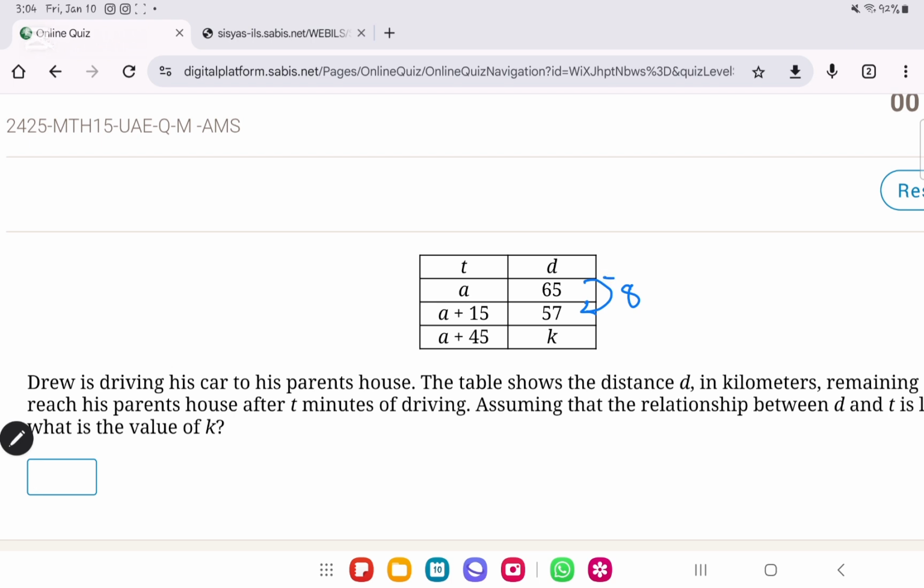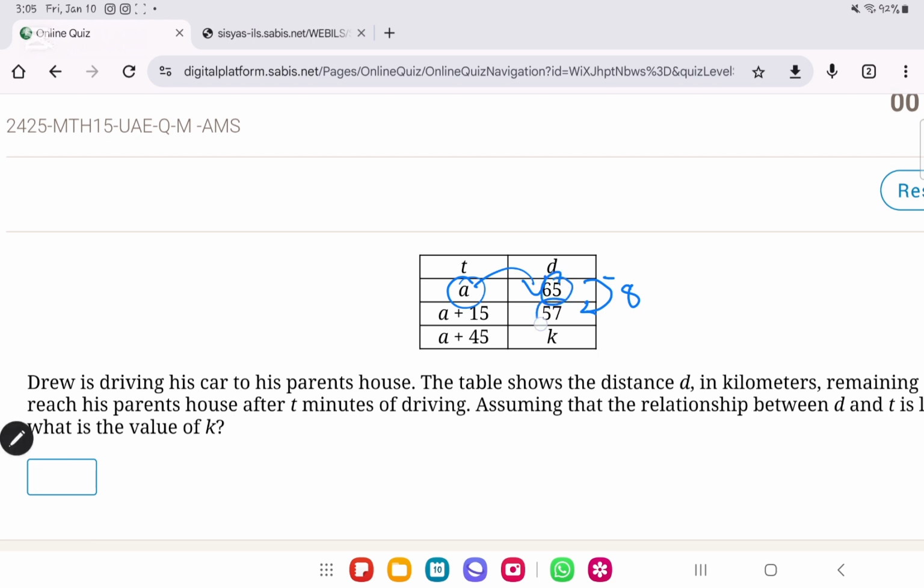Now, what is happening from a plus 15? So a is 65, but then they did a plus 15 gives us 57. Definitely 65 plus 15 will not give us 57. Instead, you cannot apply this rule here because it is a function and they are not related in the sense of a plus 15 is equal to 57 or a is equal to 65. No, we have to find out what is happening.